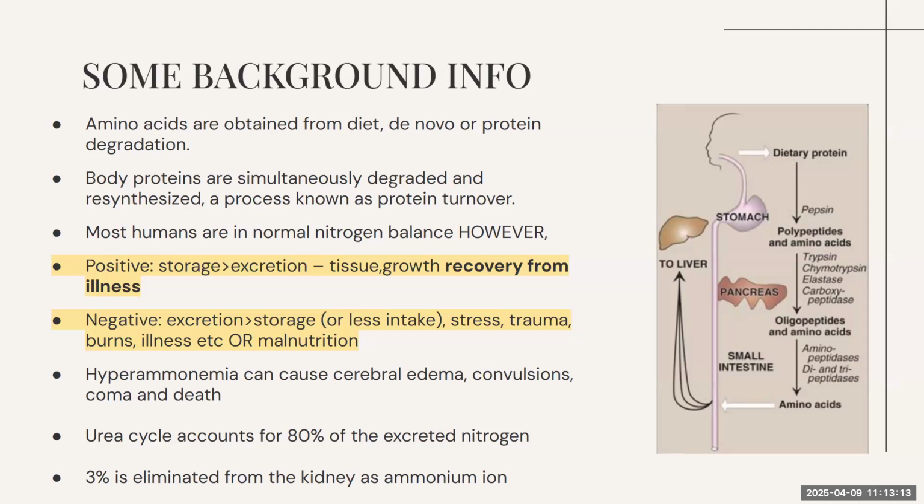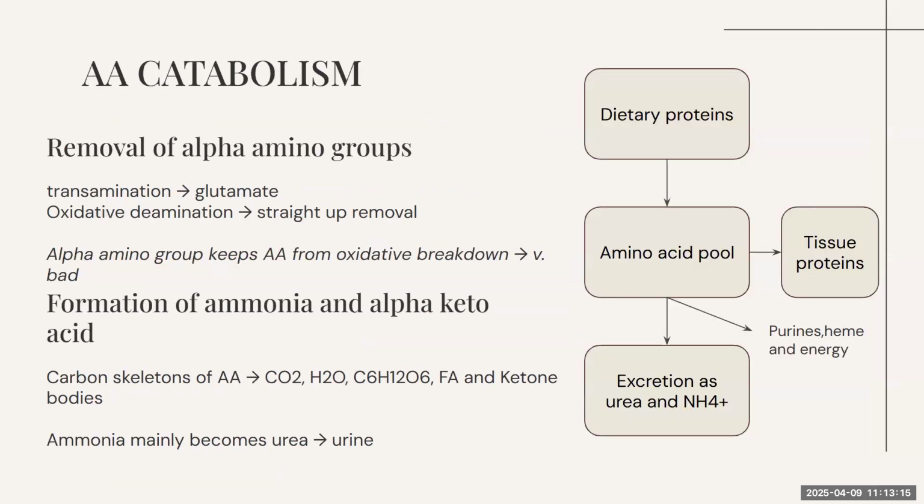Now we're going to start off with amino acid catabolism, which basically has two main steps. There's removal of alpha amino groups through transamination, glutamate, or oxidative deamination, which is straight up removal. The alpha amino group keeps the amino acid from oxidative breakdown.